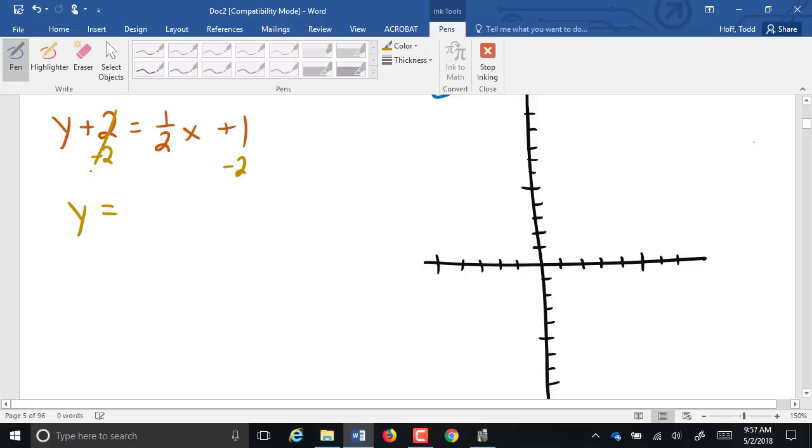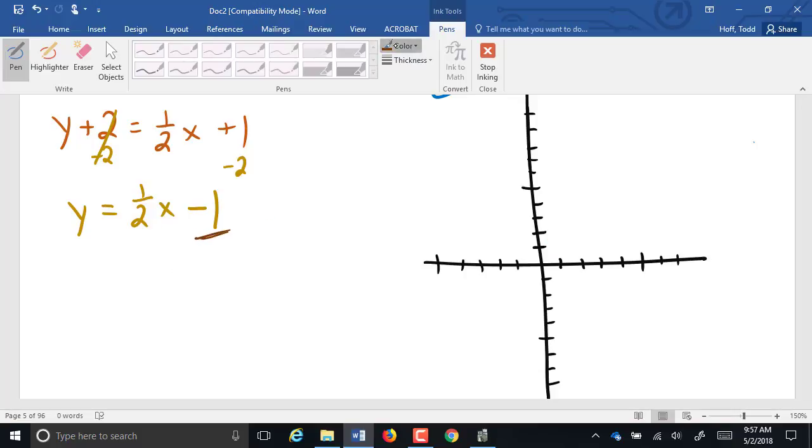So over here, we're left with y because the 2 canceled out. The 1/2 x we haven't touched. 1 minus 2 is a negative 1. So now we're going to graph that by starting at negative 1. And from there, we're going to go up 1 over 2, which is our slope. So that's that line.